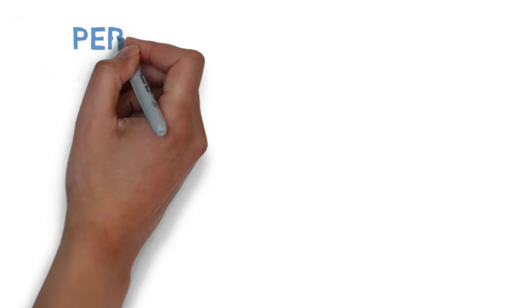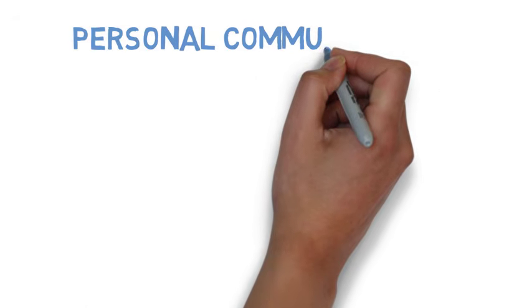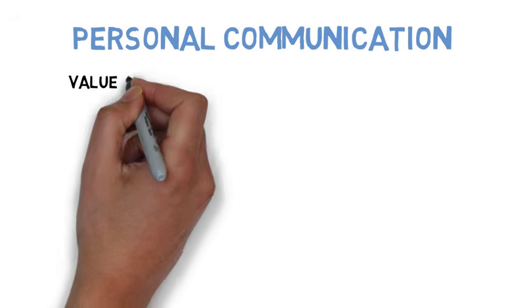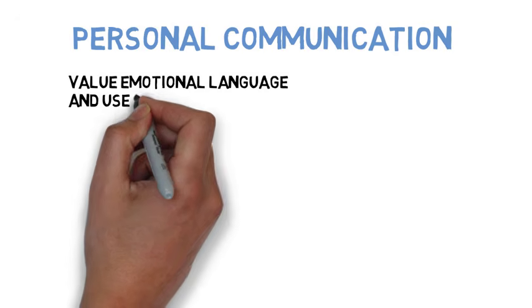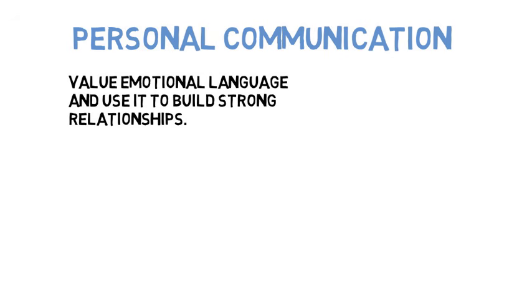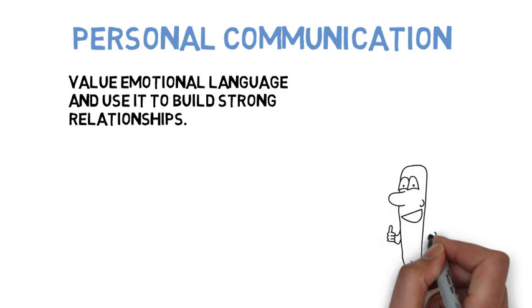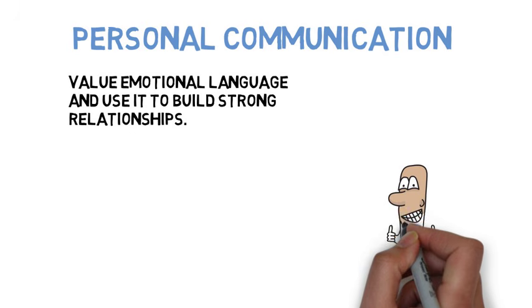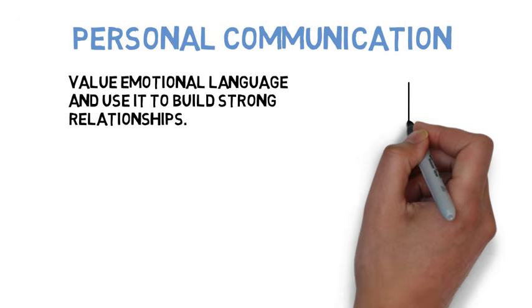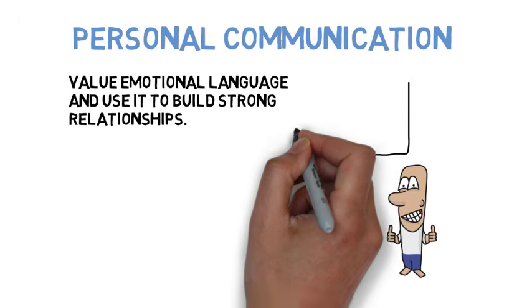The second style of communication is known as personal communication. And unlike analytical communicators, personal communicators tend to value emotional language, and they often try to use this language to build relationships with others and find out what they're really thinking, or perhaps more importantly, feeling. These communicators tend to be good listeners in addition to being good at smoothing over conflicts.